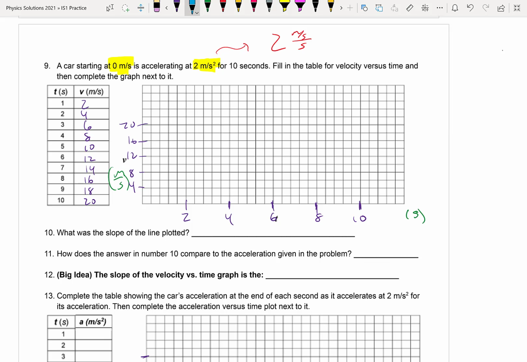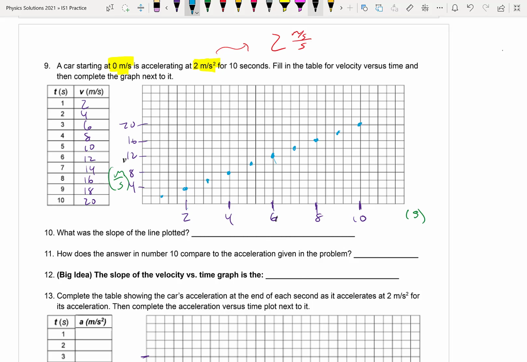So I got at 1 second, going 2 meters per second. At 2 seconds, I'm going 4. At 3 seconds, I'm going 6. 4 seconds, I'm going 8. 5 seconds, I'm going 10. 6, I'm going 12. If you want to skip the video of me plotting this, it's honestly not that exciting.